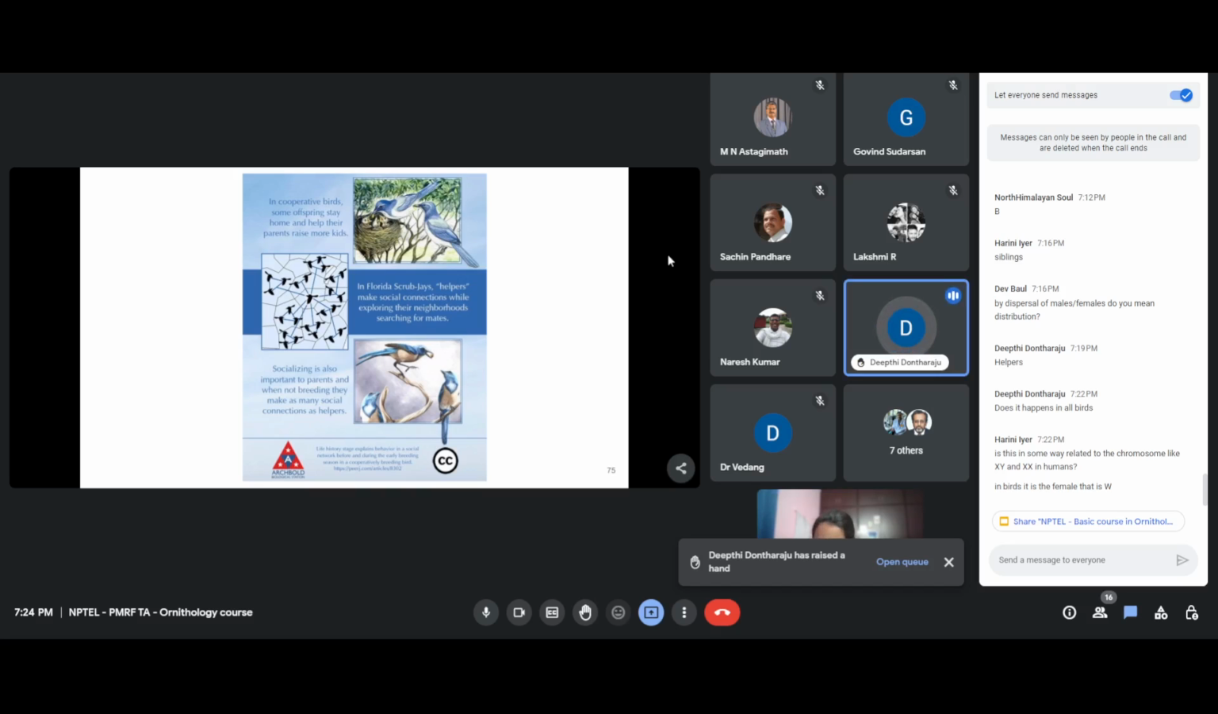All birds don't do the same thing, right? In terms of female dispersal, they go away. They leave the nest, they leave the eggs, and they go to longer distances from their nest. Which particular species are you talking about? The quail. Quails are brood parasites.